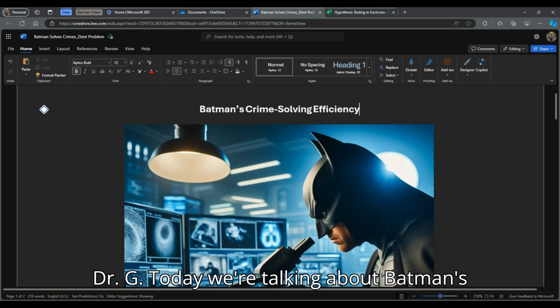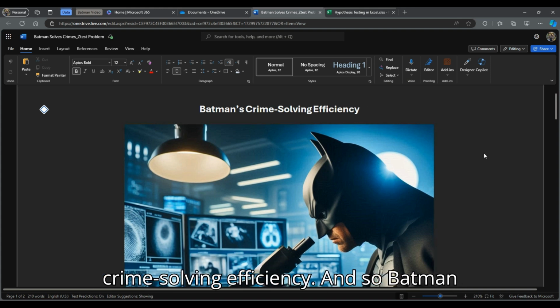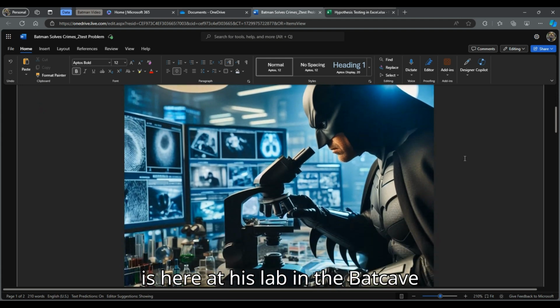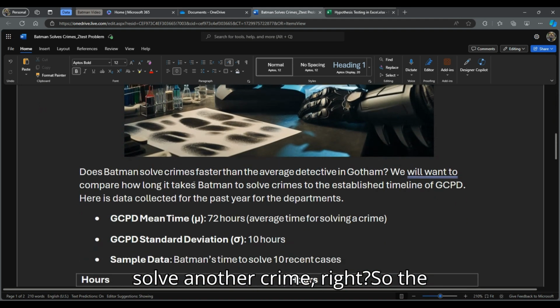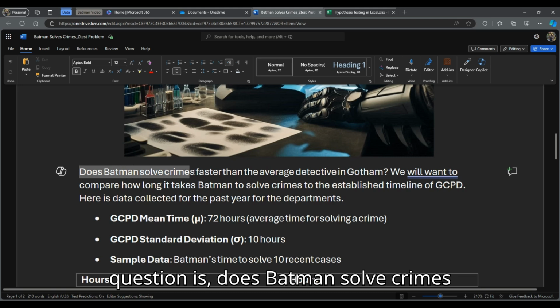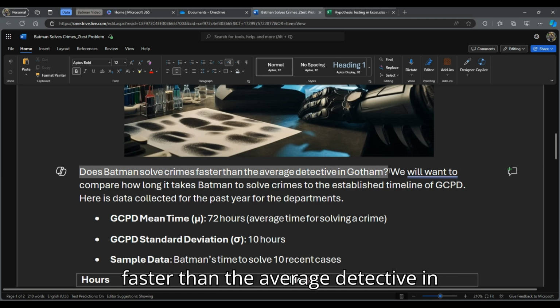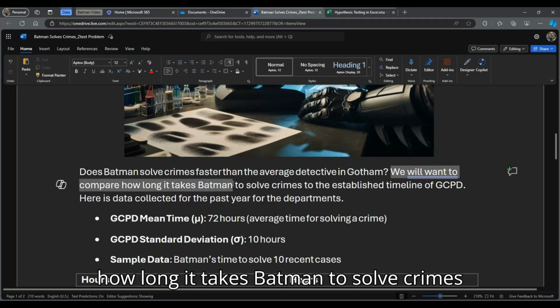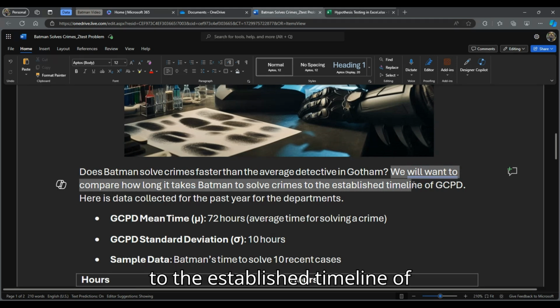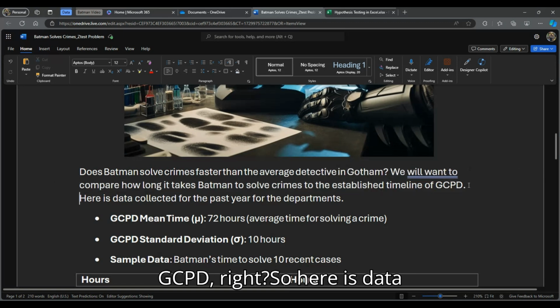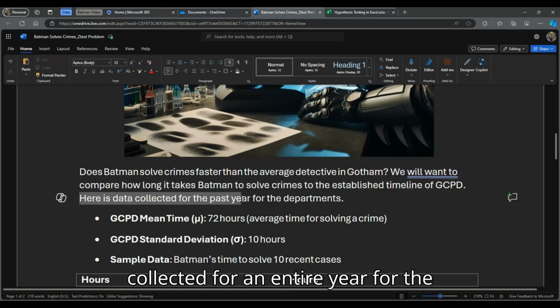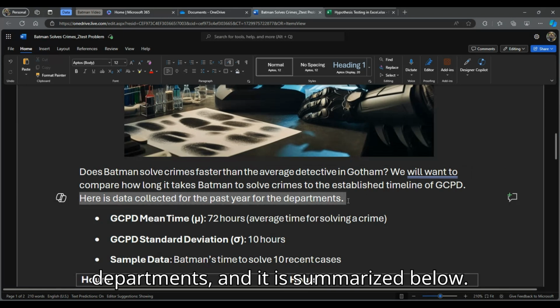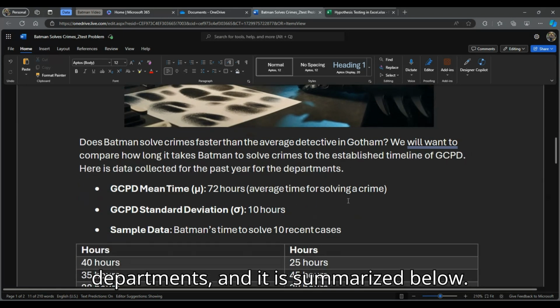Today we're talking about Batman's crime solving efficiency. Batman is here at his lab in the Batcave looking at a piece of evidence to try and solve another crime, right? So the question is, does Batman solve crimes faster than the average detective in Gotham? We will want to compare how long it takes Batman to solve crimes to the established timeline of GCPD, right? So here is data collected for an entire year for the departments, and it is summarized below.